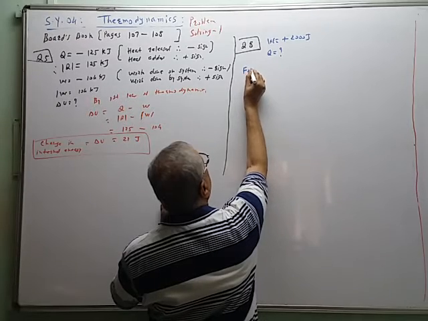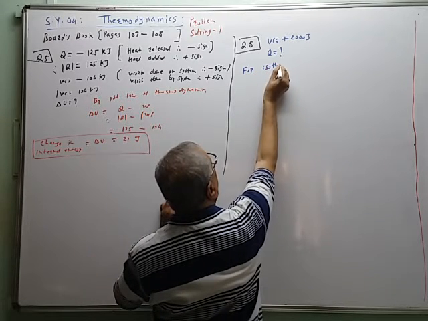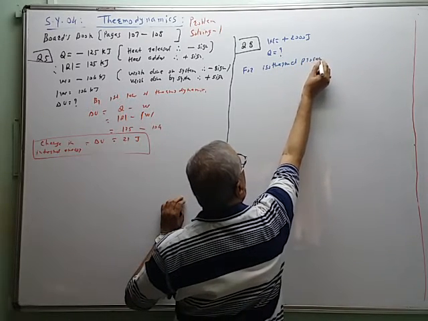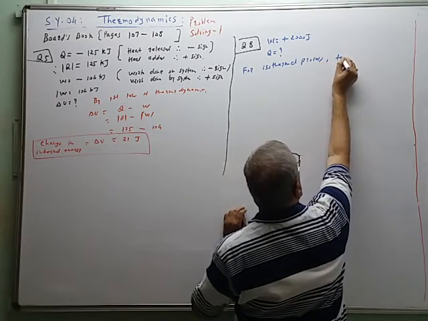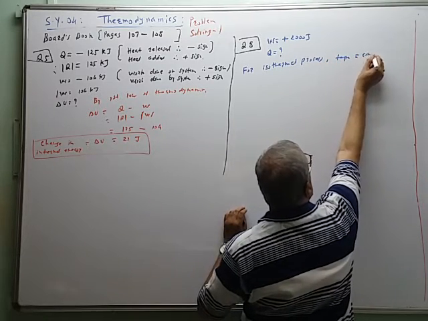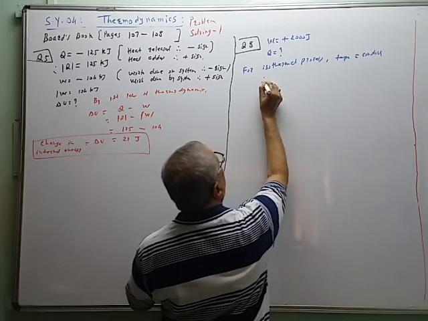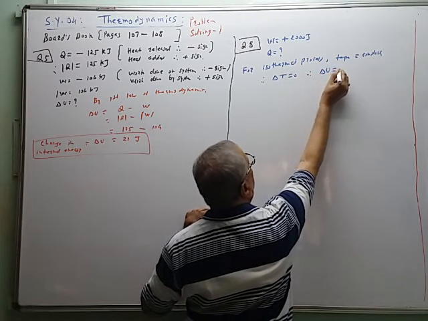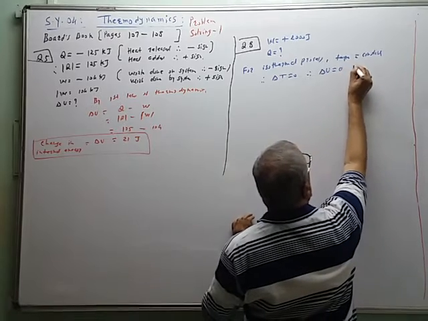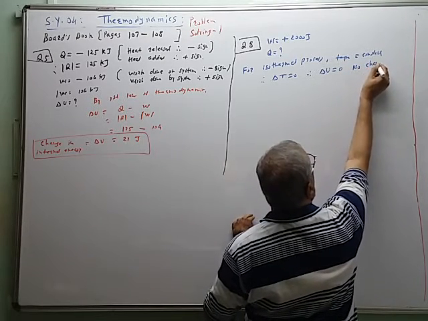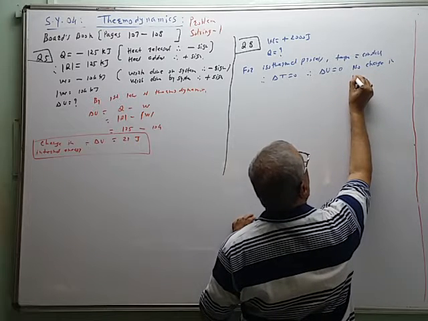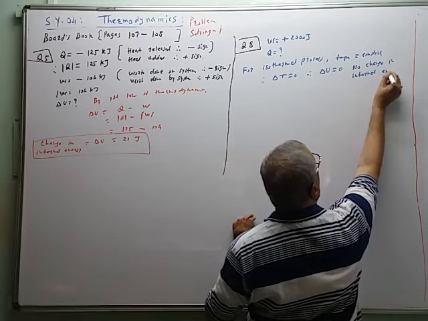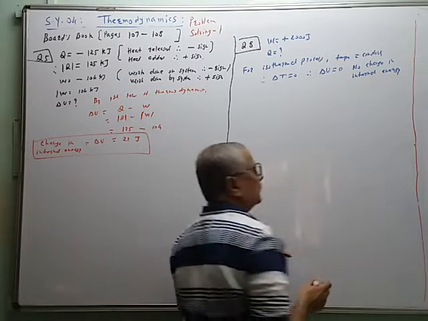For an isothermal process, temperature remains constant. Therefore, delta T is equal to 0. Therefore, delta U is equal to 0. No change in internal energy.